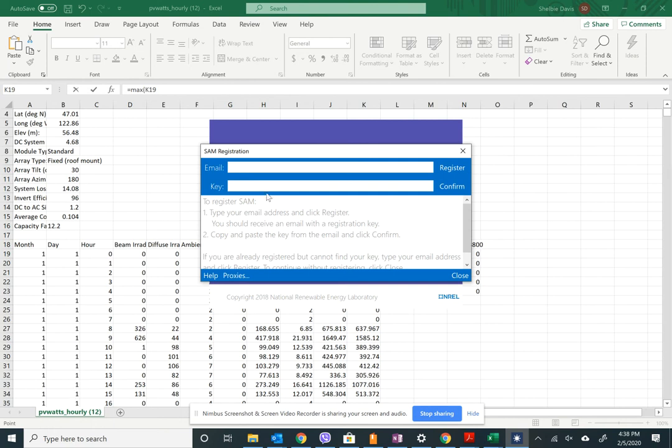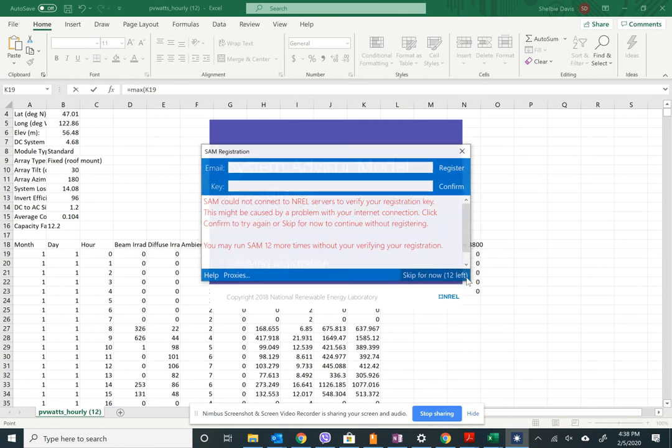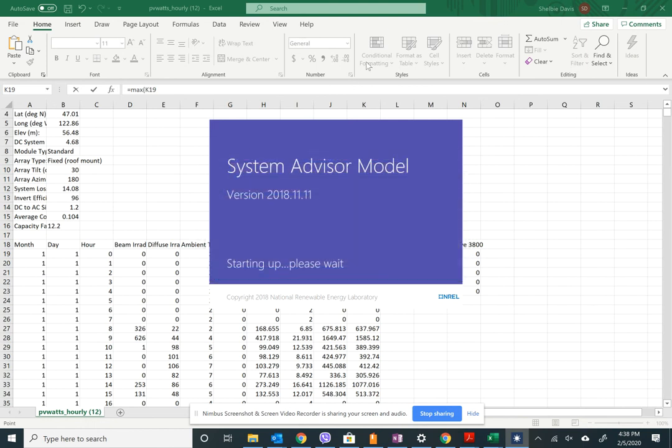Okay, so if you have this pop-up right here, you can just close it and it'll let you skip it for a certain number of times. And then eventually you'll have to put your email in. Sorry guys, that's the way it goes. But I'm going to skip it.